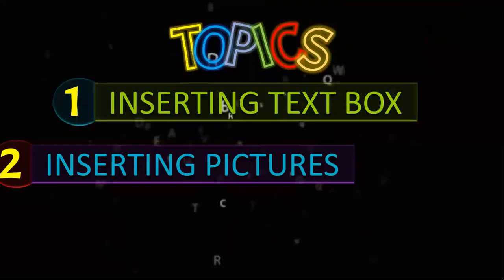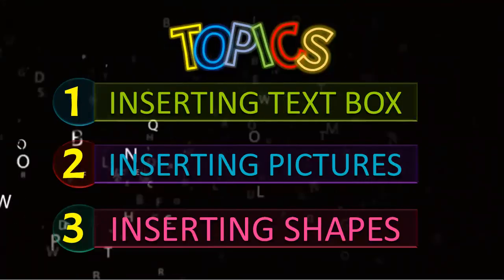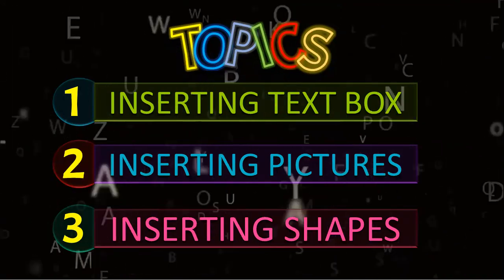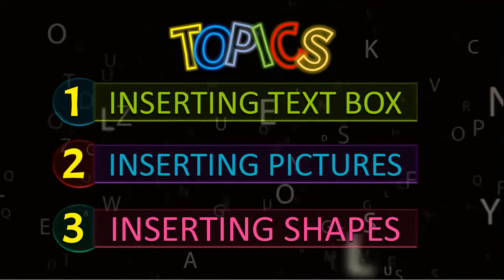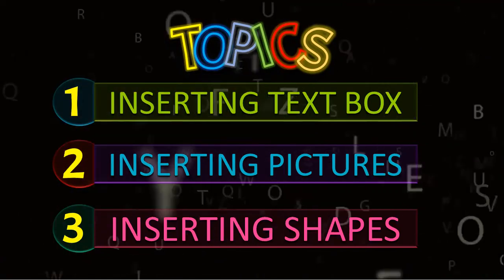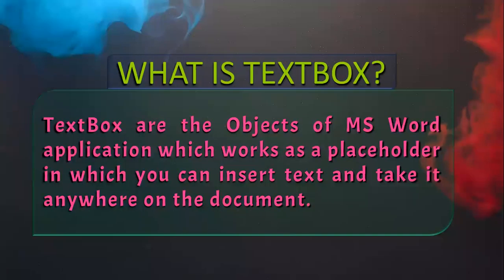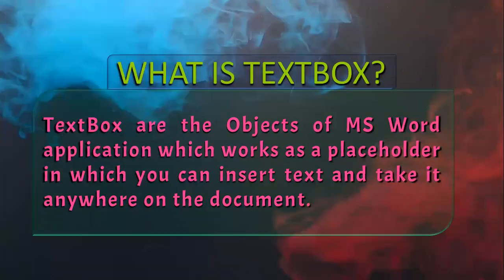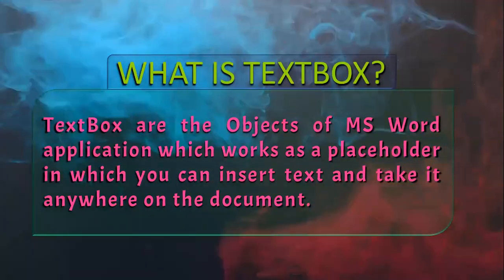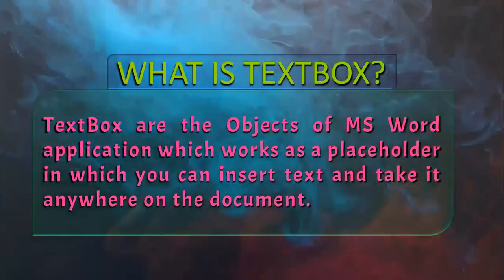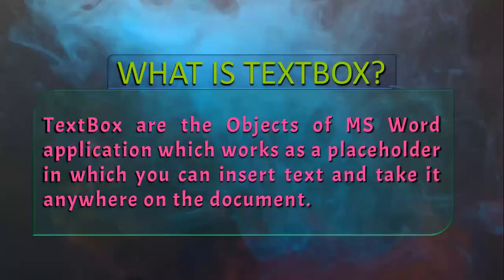So let's see what topics we are going to discuss today: inserting a text box, inserting pictures and inserting shapes. Let's start with the text box. So what is a text box? Text boxes are objects of MS Word which work as a placeholder in which you can insert text and take it anywhere on the document.